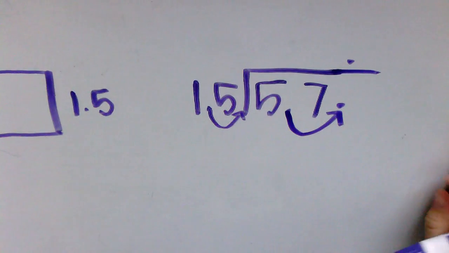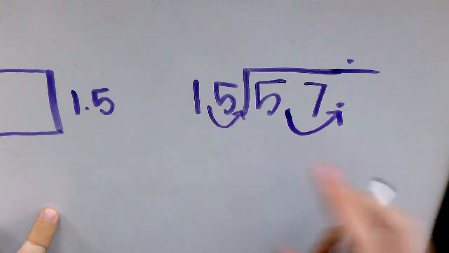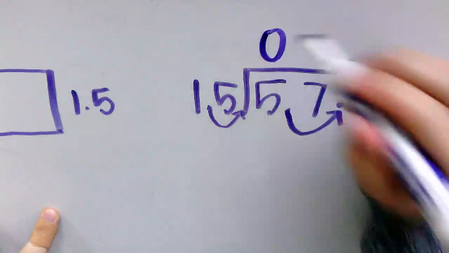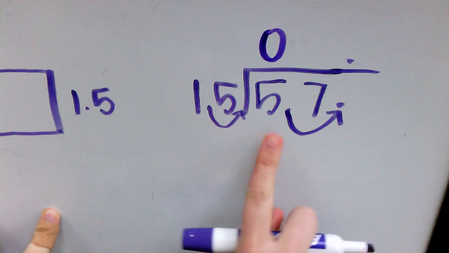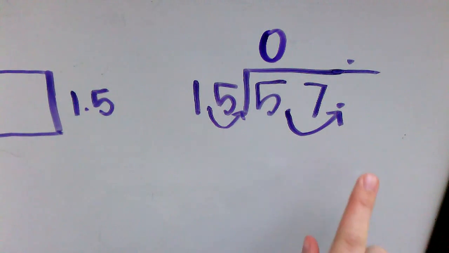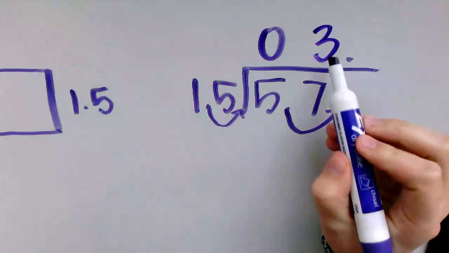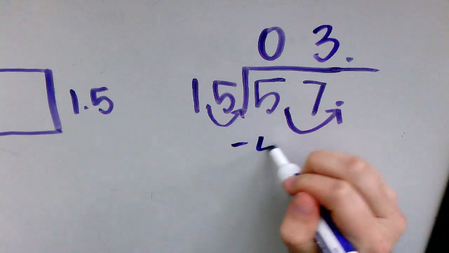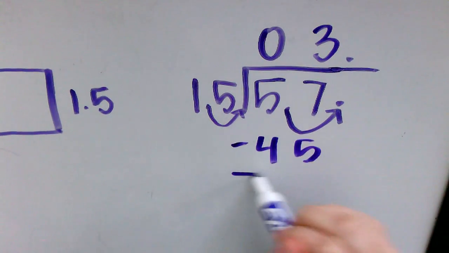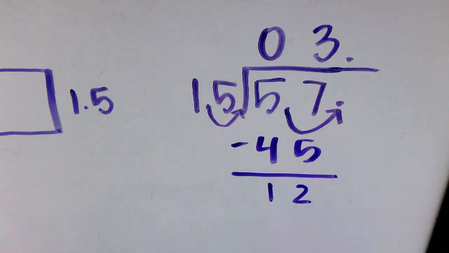So I need to figure out how many times 15 can go into 5. I know it can go in 0 times. And how many times can 15 go into 57? I know 15 times 3 is 45, and I don't think it can go in anymore. So I put my 3 above my 7. 3 times 15 is 45. So I subtract it, and I get 12.